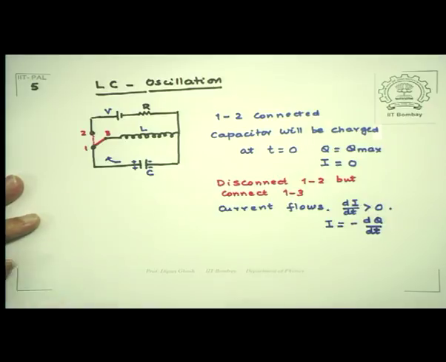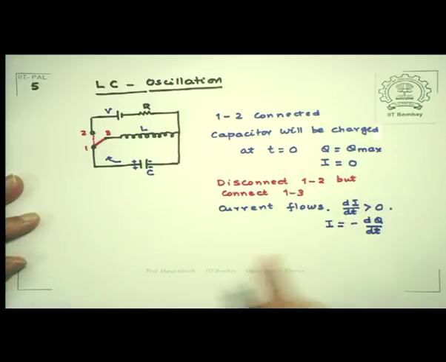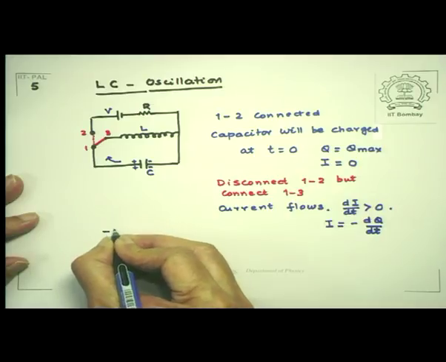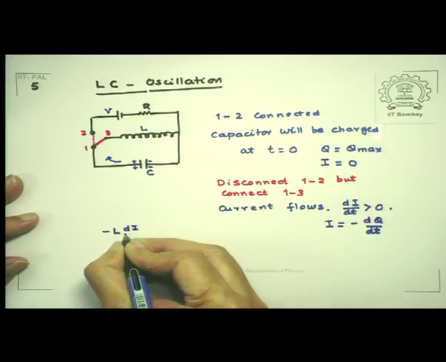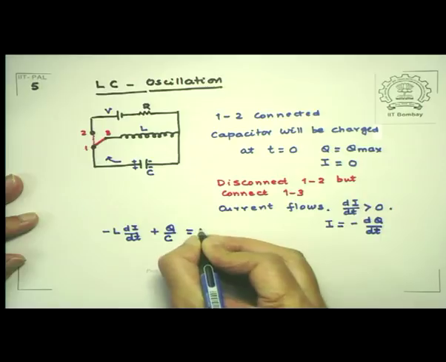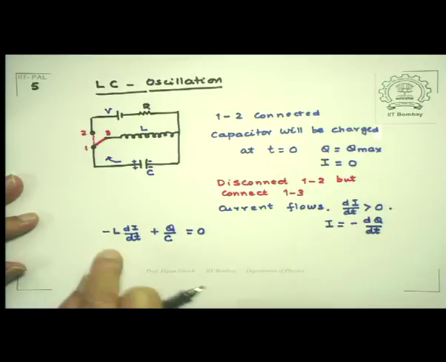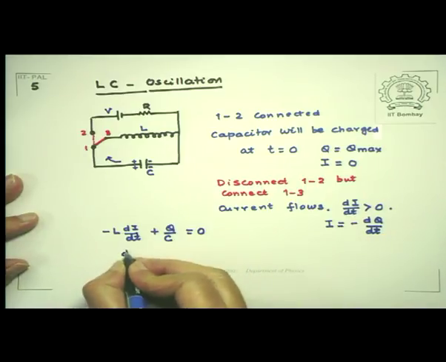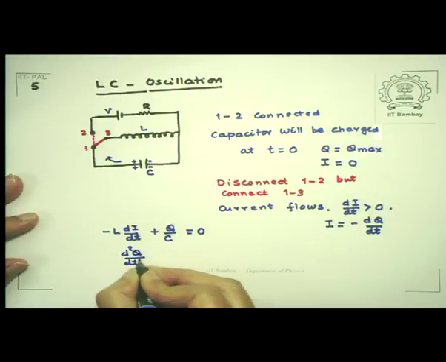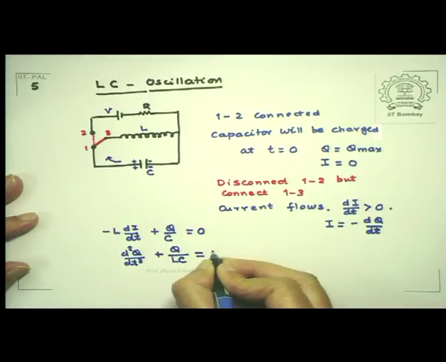Now if I look at Kirchhoff's law for this circuit, remember there is no battery in this circuit, but I had charged my capacitor initially. So what will happen is this, my circuit equation will become minus L di by dt plus Q by C, which is the voltage across the capacitor, is equal to 0. Using the fact I is equal to minus dq by dt, I can rewrite this equation as d square q over dt square plus q over LC, I have divided both sides by L as well, is equal to 0.